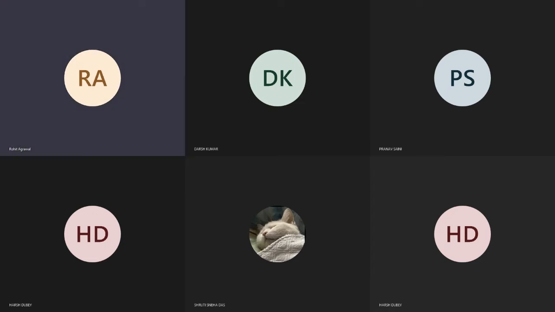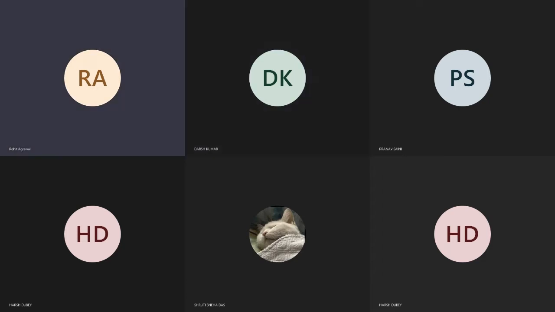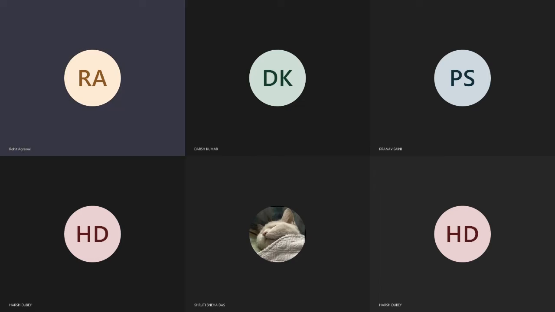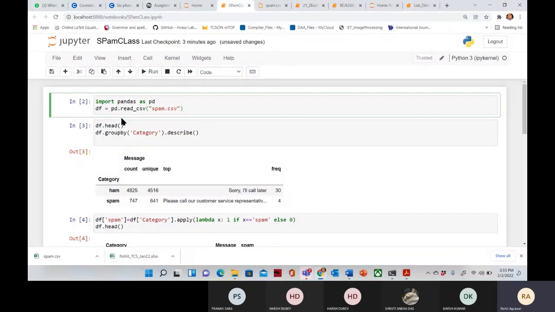Can I show you one example? Yes, sir. Okay, I'm sharing my screen. I do not know how many of you are familiar. See, we are importing the pandas library as pd, because we need to read a CSV file.